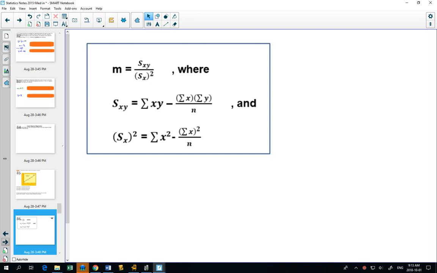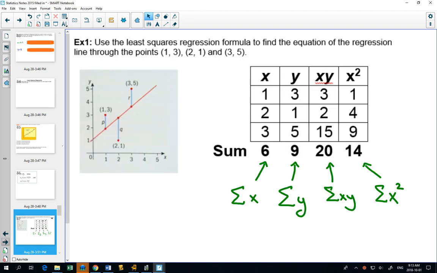So what does that mean if we do an actual question? Here we've got 3 points: (1, 3), (2, 1), and (3, 5). And we're going to want to find the line of best fit, which is that red line, so that the distance of P, Q, and R is as small as possible.